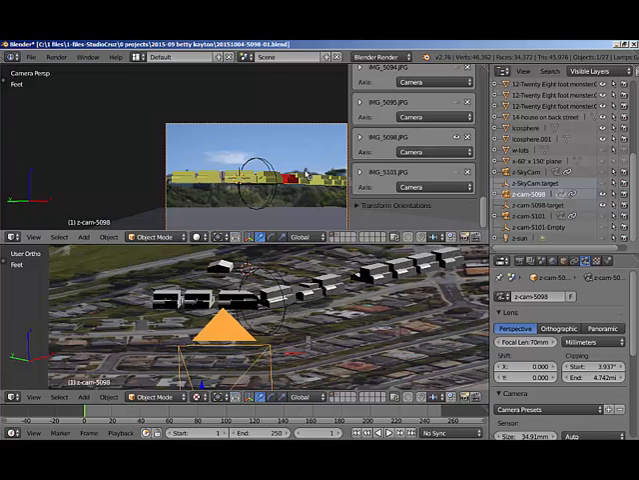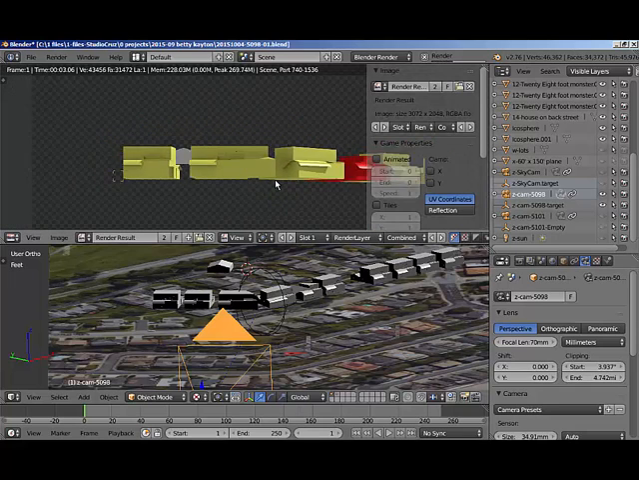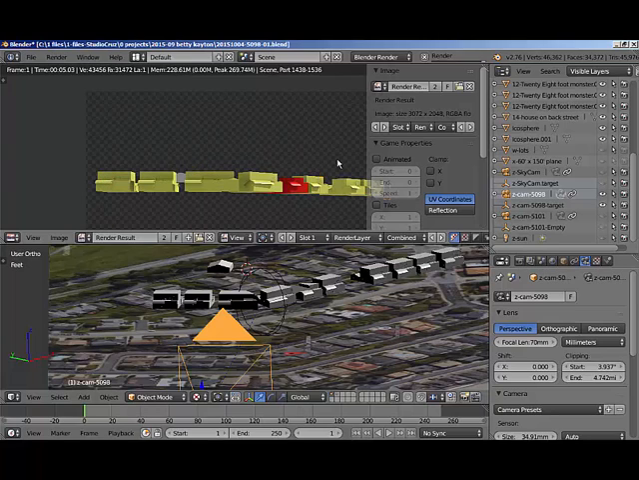The render would then be saved out as a PNG file with transparency. This is the render. And then composited into the original photograph in Photoshop. Let's have a look at that.